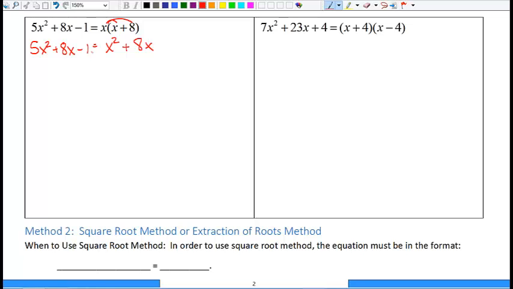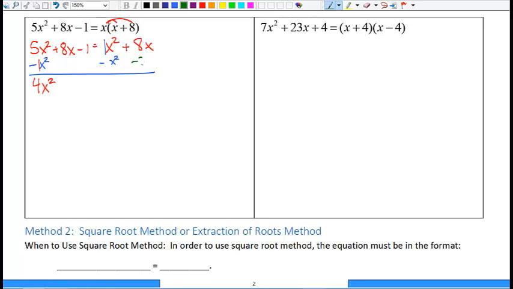Okay, so I distribute there. I want to get all of the terms on, I'm going to choose to put them on the left side. I could put it on either side, but because the 1 in front of the x squared is smaller than the 5 on the x squared, that leaves my leading coefficient positive when I like positive things. So 5 minus 1 is 4x squared.